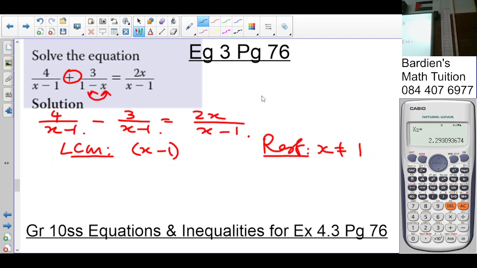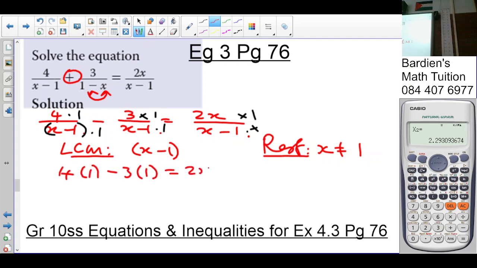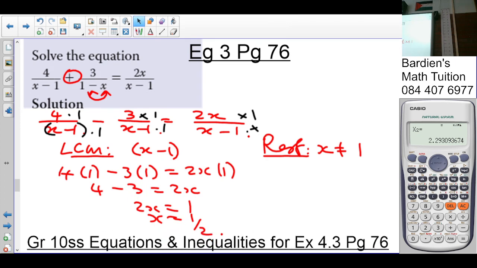So what must this fraction be multiplied by? 1. So in other words, I'm going to get 1 times 4 minus 3 times 1 equals 2x times 1. So that's going to give you 4 minus 3 is equal to 2x. 2x is equal to 1. x is equal to? Sorry? What do you say? Negative 1. Okay. You see that?